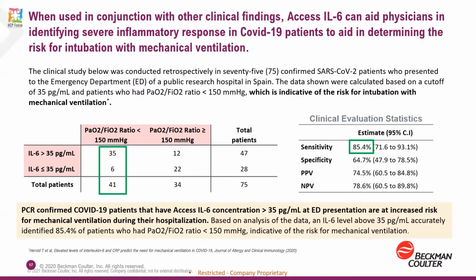And so this is a very good study. It was conducted in Spain, where PCR-confirmed COVID-19 patients, some 75 patients, were considered, and they had Access IL-6 concentration measured. It was well evidenced that if the IL-6 is more than 35 when the patients presented in the emergency department, they had increased risk for mechanical ventilation during their hospitalization. So you can actually predict what is going to happen, or at least you can monitor those patients very closely.